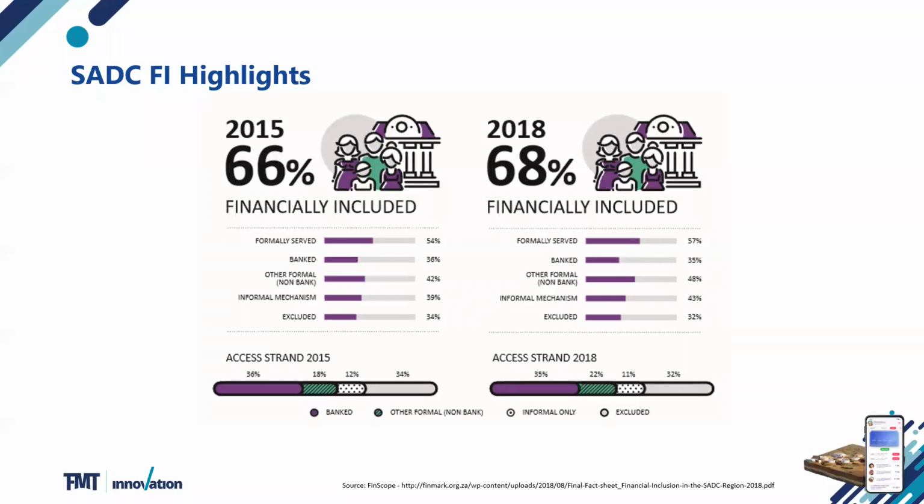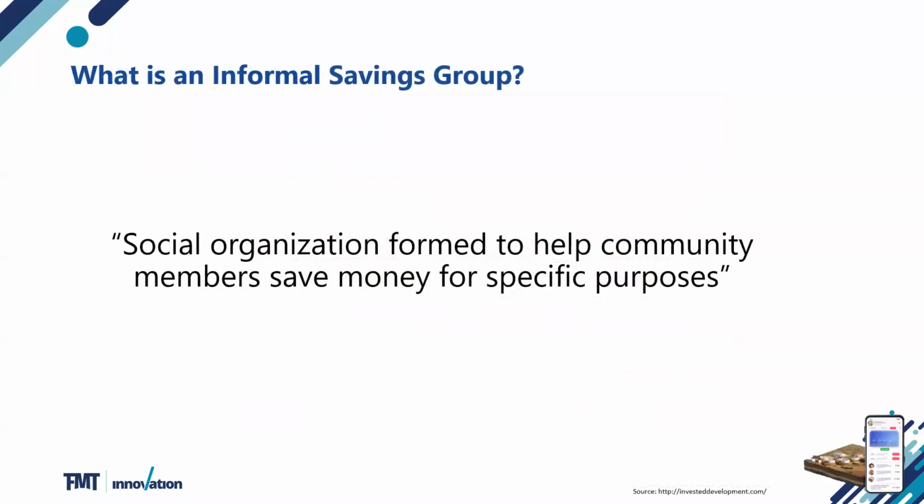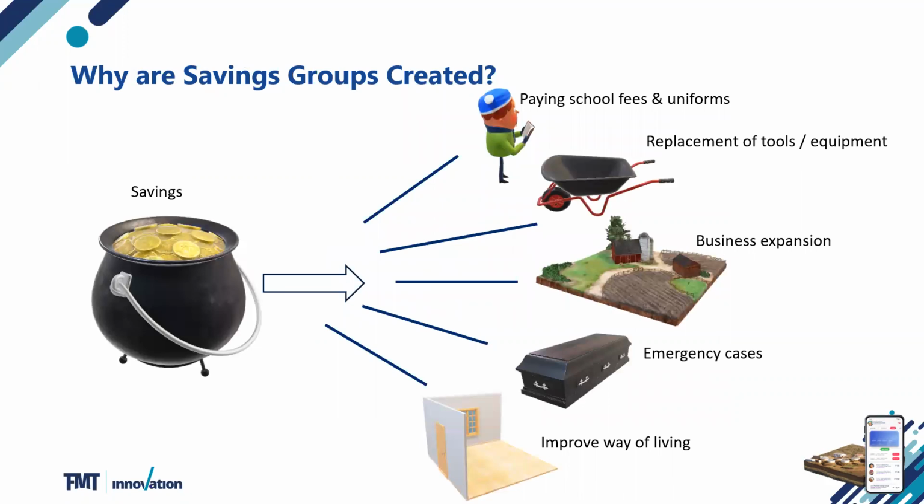And the majority of these are women, which is why this challenge is specifically targeted towards women. Now, one might be wondering, what are these informal savings groups? So this can be described as social organizations which are formed to help community members save money for a specific purpose. And I'm sure you've seen in your communities that they have different purposes.